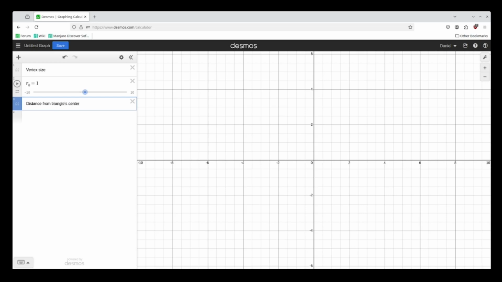This is not necessarily the centroid. I'm just talking about the origin. So in fact, let's call it that instead.